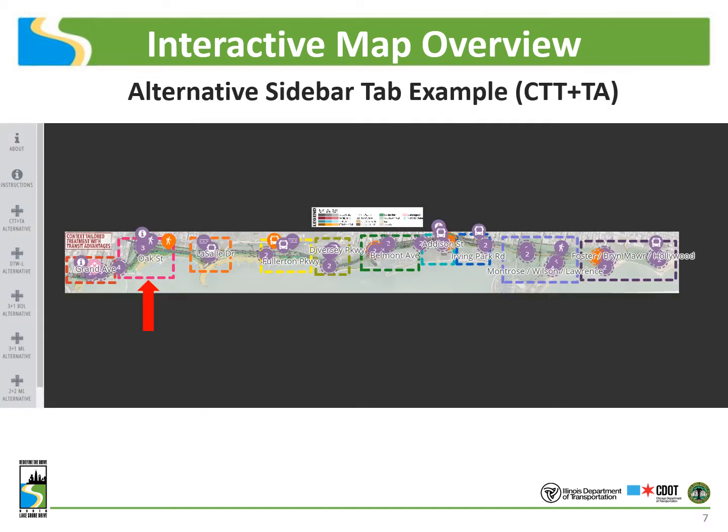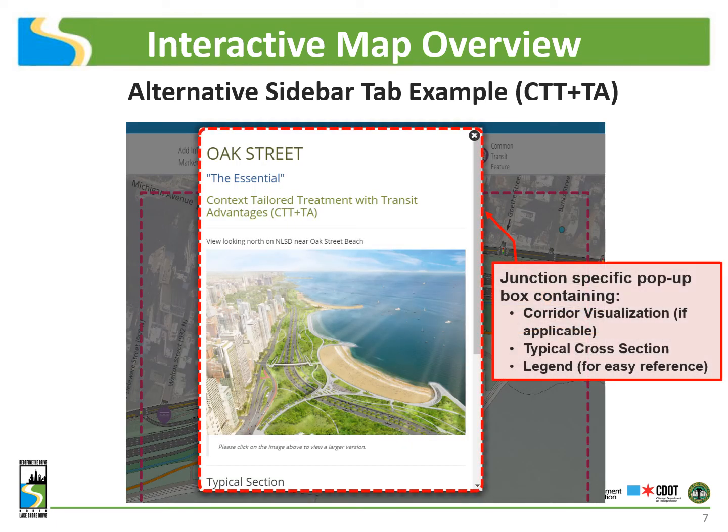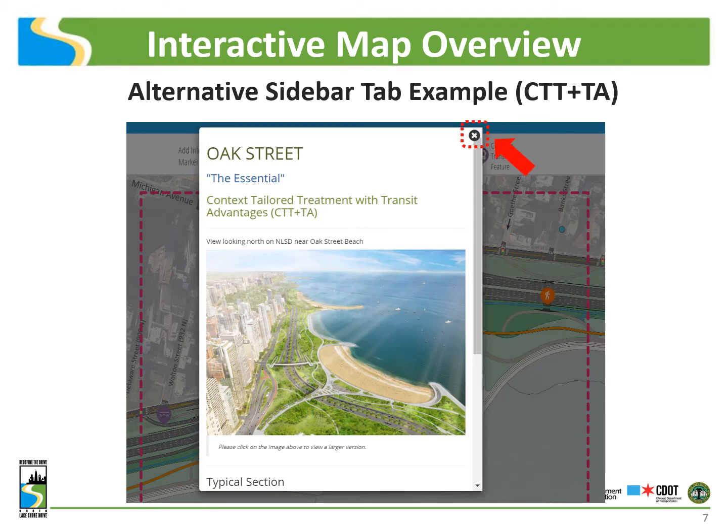Let's go through an example. If you click on the Oak Street corridor, the map will automatically zoom into this area and a pop-up box will appear. This pop-up box will contain a junction-specific visualization, if applicable, an image of a typical cross-section for the alternative, and a legend to reference when viewing the alternative's aerial. You can then close out of the pop-up window to further interact with the map and info markers.